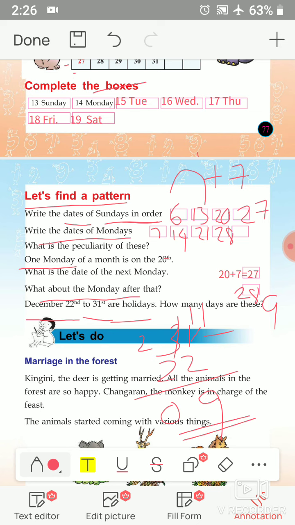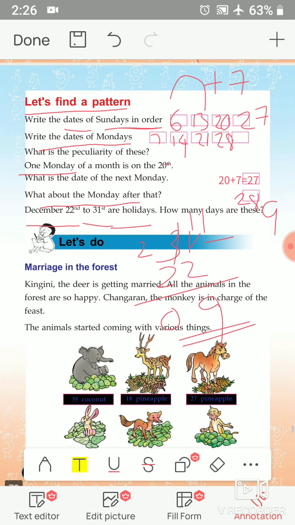Okay. December 22 and 31, between them how many days are there? 9 days are holidays. Okay. I hope you all understood that.